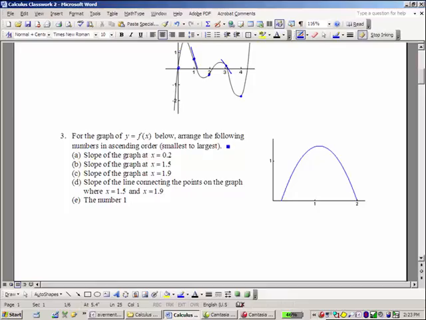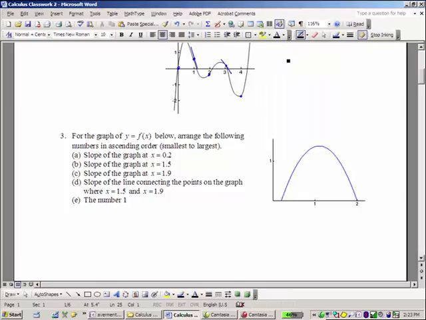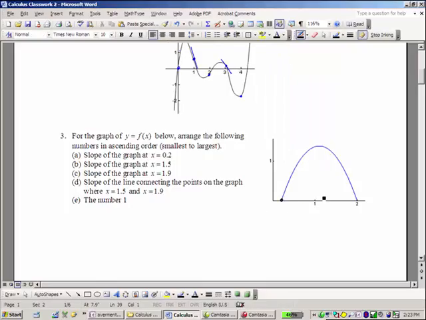We want to put these in order from smallest to largest. Slope at 0.2, slope at 1.5, slope at 1.9, the number 1, and the slope connecting the points between 1.5 and 1.9. All right, should we put maybe some points on this, estimate some points on this graph? Let's see. I'm going to guess that this is 0.2, right around there. 1.5 looks like it's probably around there. 1.9 is maybe around there.